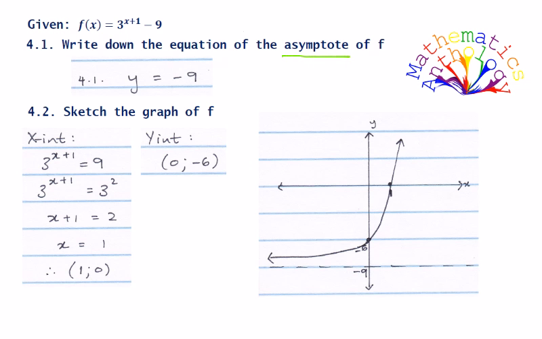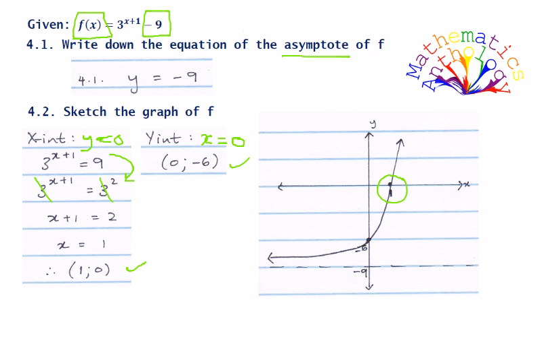So here we are given the equation f of x equals 3 to the power x plus 1 minus 9. Okay, this is an exponential graph, and they want us to, 4.1, write down the equation of the asymptote of f. Now exponential graphs have one asymptote, and how you get this asymptote from the equation is as follows.